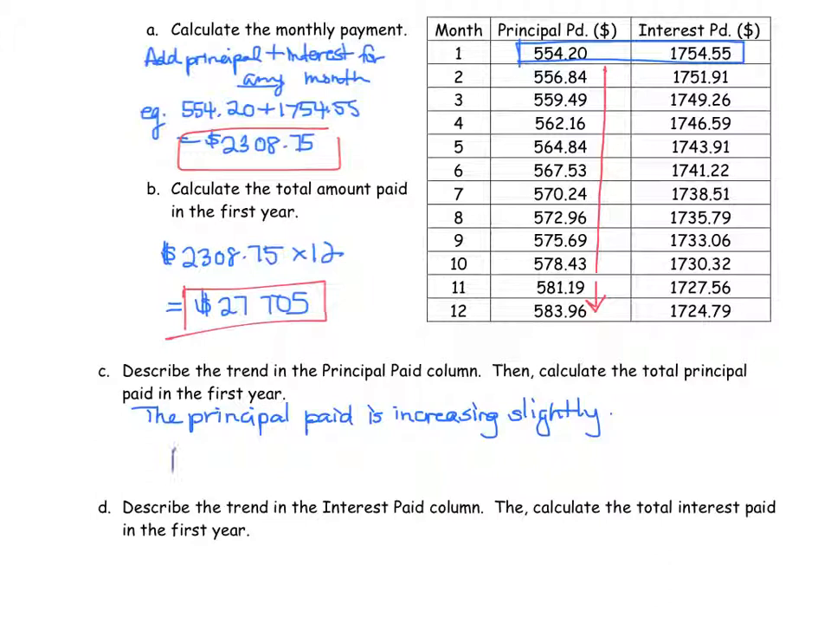And to calculate the total principal paid, we just add up the numbers in that column. You would just use your regular calculator. And those numbers add up to $6,827.53. So that's just adding up these numbers.